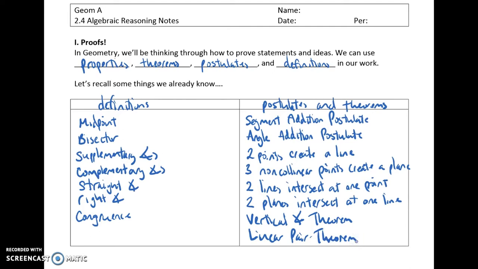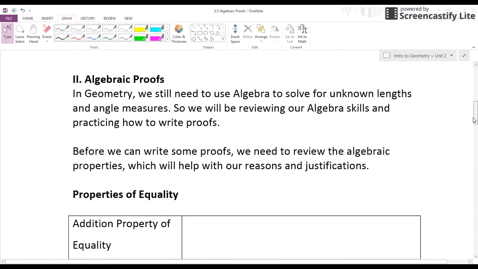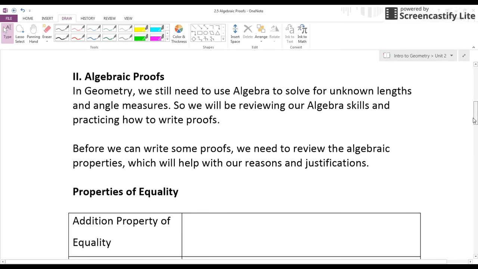All right, so we're going to ease into proofs today with looking at algebraic proofs, and to do that we're going to look at properties. So what we're going to do is we're going to look at these different properties of equality, properties of congruence, and we are going to do some basic proofs.